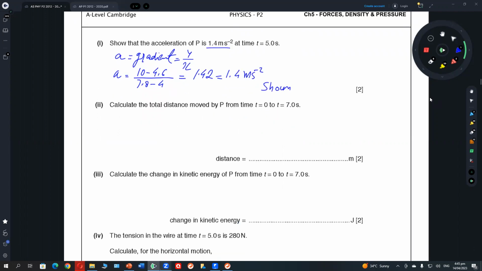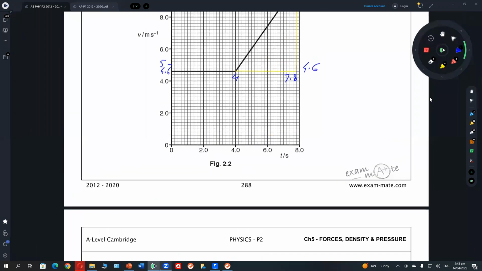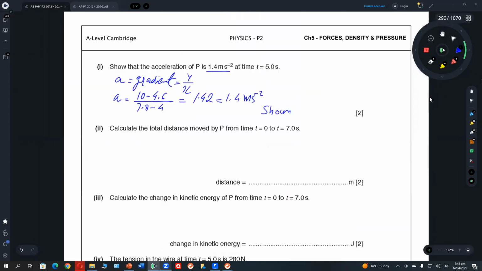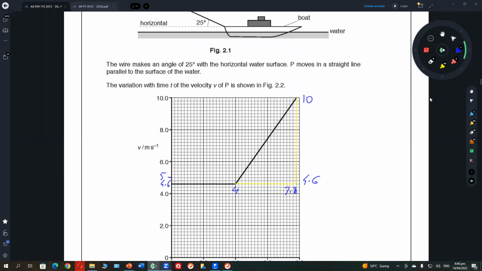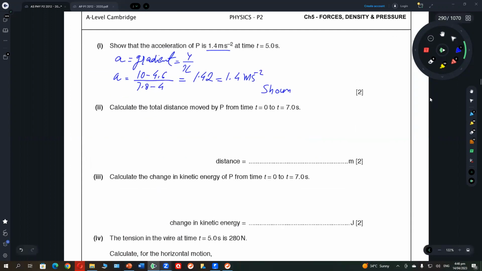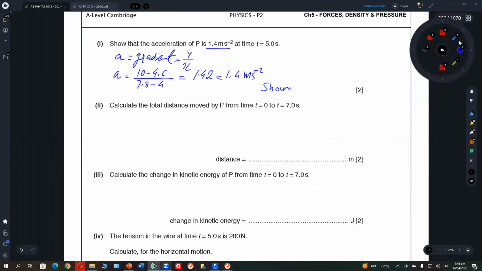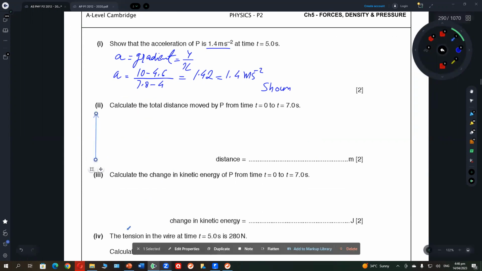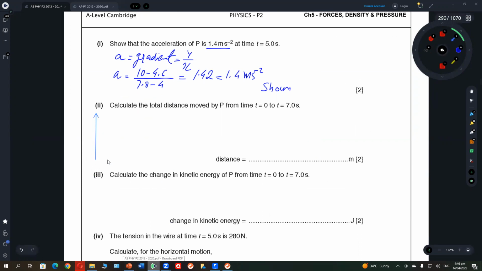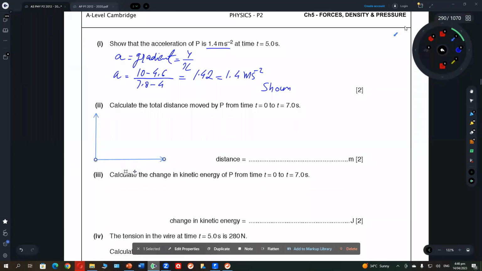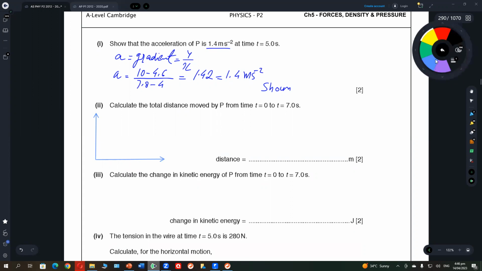Calculate the total distance moved by P from 0 till 7. From 0 till 7, it will be a type of area, because how do we get distance from a velocity-time graph? Area under the graph. That's good. For the constant part, we can just multiply; it's a rectangle. So for that part, you can do that.